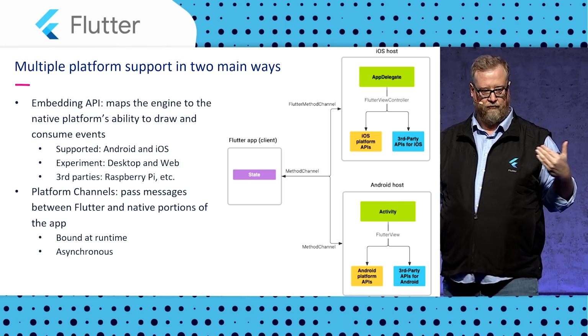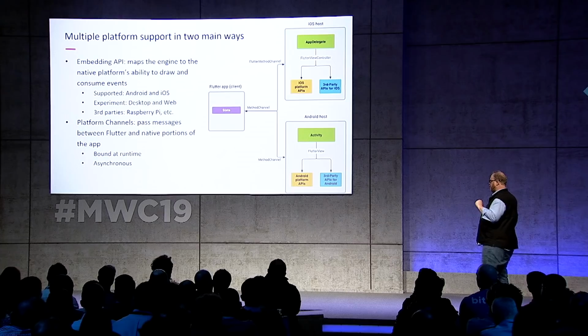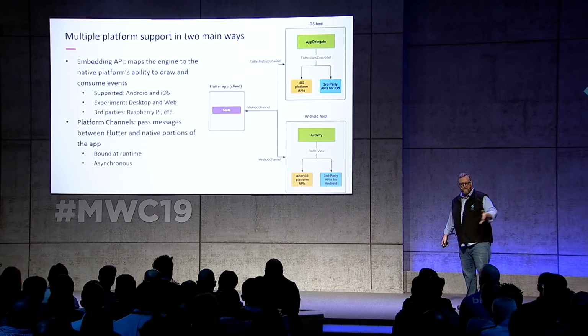okay? Or whatever implementation. As one example, one member of the Flutter community happened to really like Raspberry Pis, so they built an embedder API implementation for the Raspberry Pi. If you want to take your Flutter app and point it at a Raspberry Pi, today you can do that. Right? You don't have to wait for Google to implement that embedding API. You can do it yourselves. Okay, great. So that's one way we support multi-platforms.